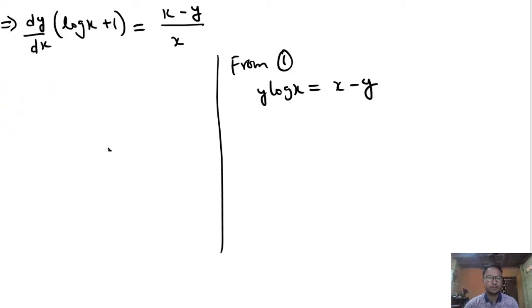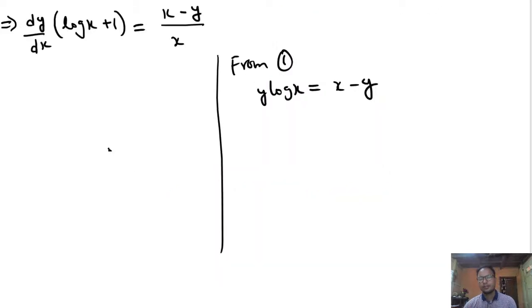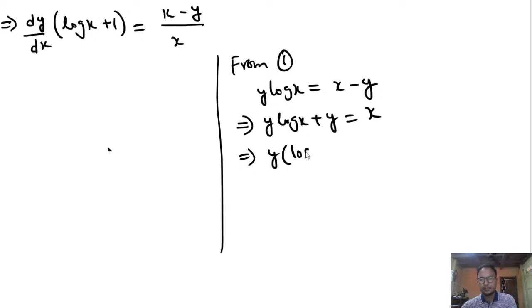Let us focus on the part dy by dx as a function of x, where y is on the right hand side. So y is only a function of x. We try to find y: y log x plus y equals x, so y into 1 plus log x equals x. Therefore y equals x divided by 1 plus log x, right?